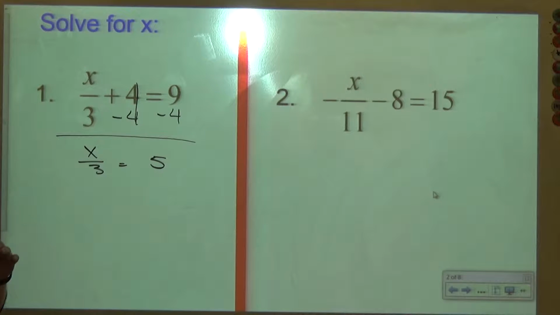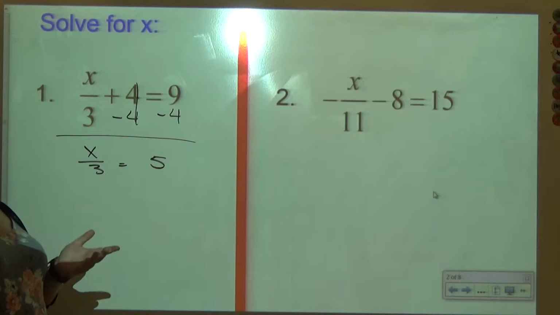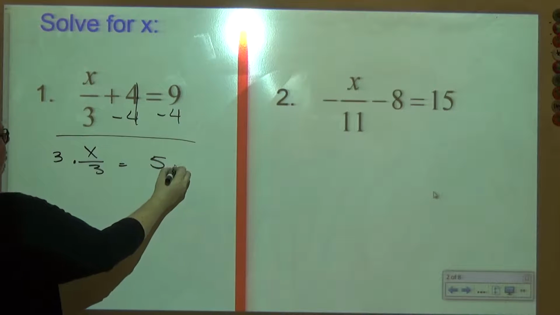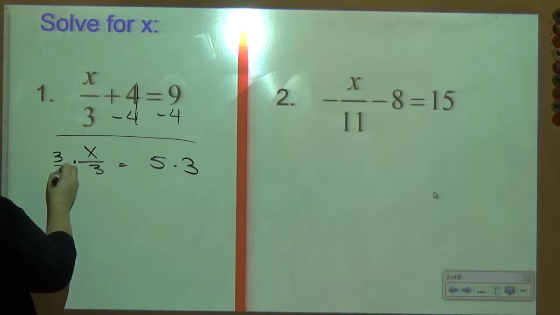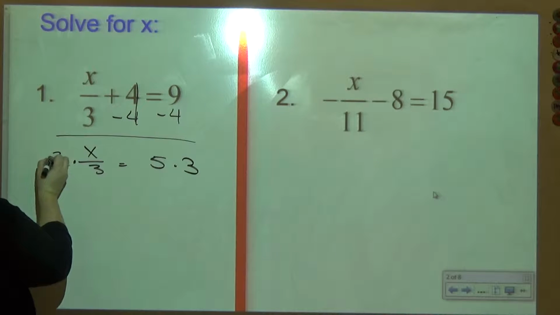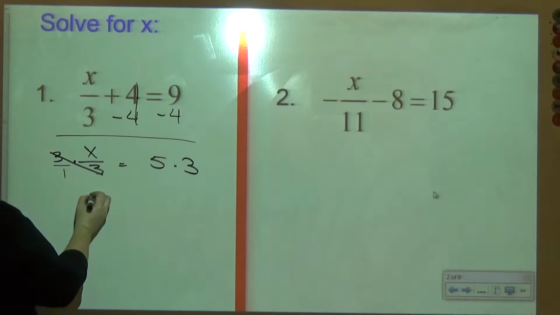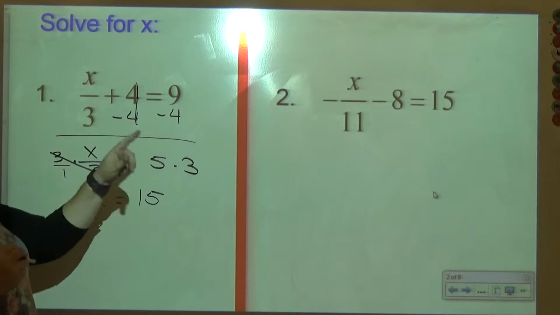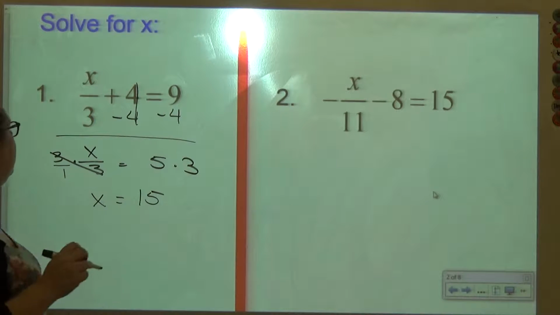What's happening with the x and the 3? They're dividing. The inverse is multiplication. So multiply both sides by 3. And if you want, you can think of it as 3 over 1 if that's helpful. The 3's cancel. x equals 15. Try that one on your own.